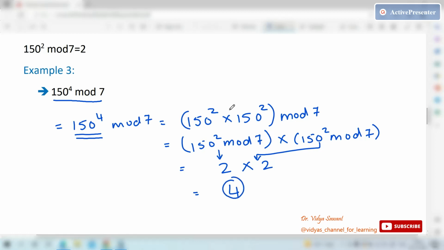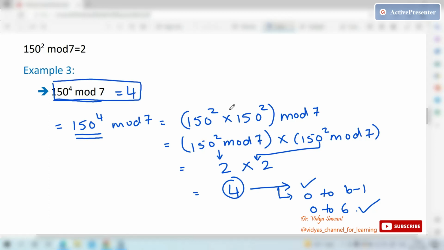The moment you get this answer, you have to ask two questions. One, is it positive? Yes. Second, is it a number between 0 to B minus 1? Now, what is B in our case? 7. What is B minus 1? That is 6. So yes, even this is satisfied. So my final answer for this question is 4.